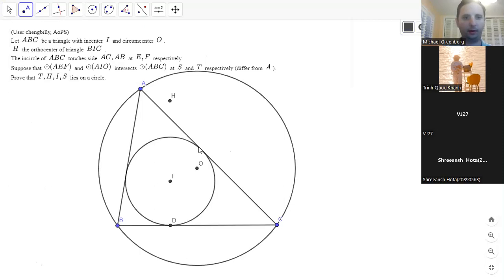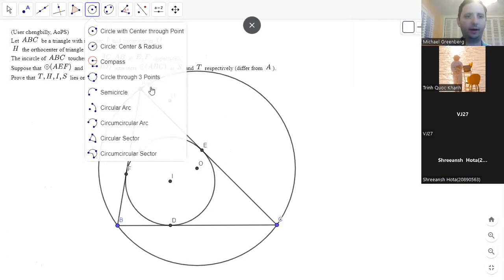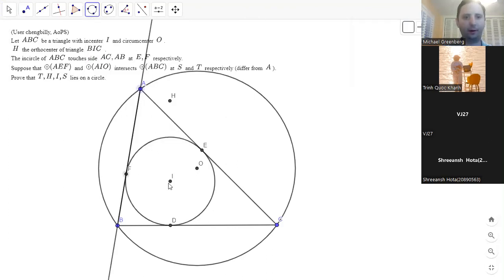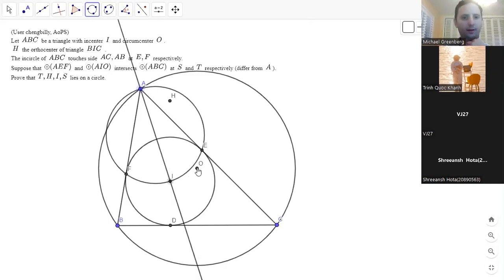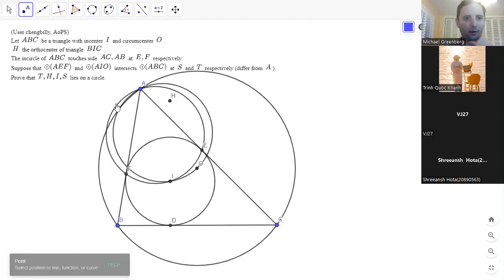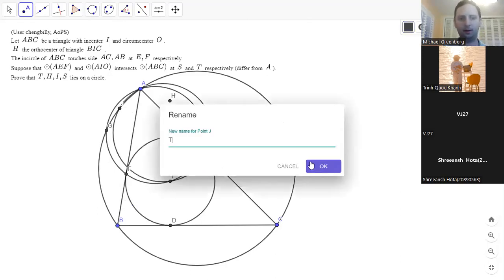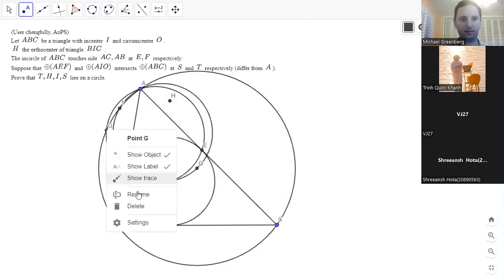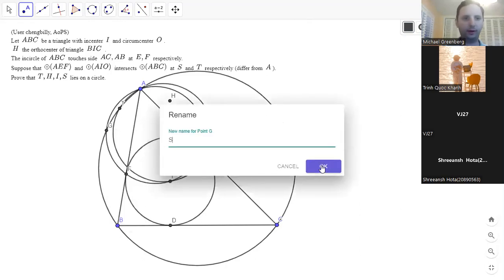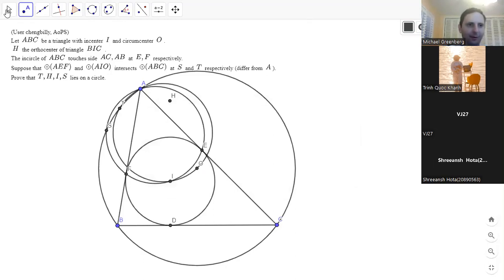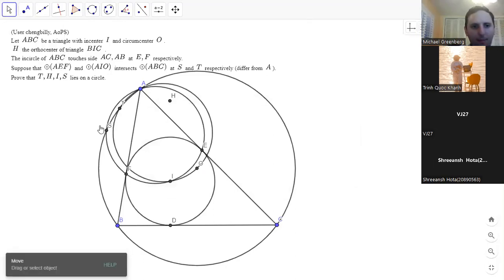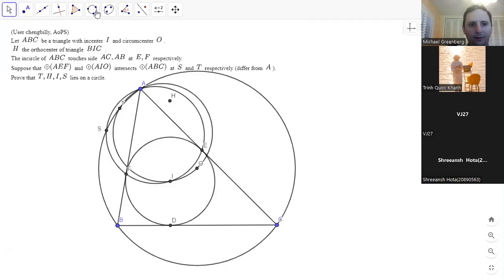So basically, we want to draw the intersection of the circle AEIF and AIO. And we want to see where they intersect the circumcircle of ABC. So this is S. S is the Sharkey-Devil double point, and T is this other point. And this is S. And we want to show this is cyclic. That's very weird. Interesting.